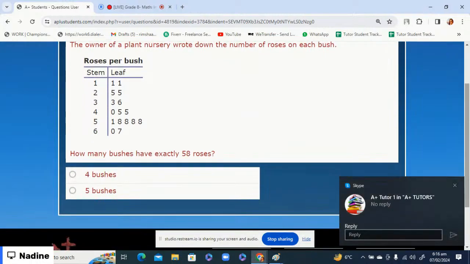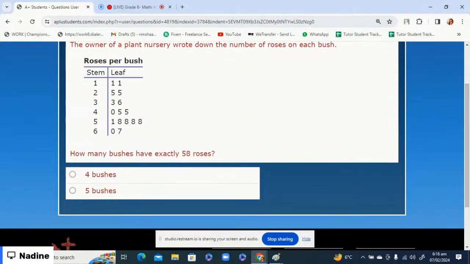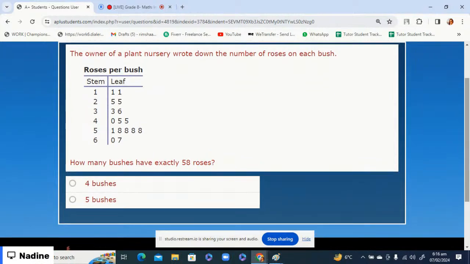Now, the owner of the plant nursery wrote down the number of roses on each bush. How many bushes have exactly 58 roses? So check the stem of 5. Now check the leaf related to 5. How many exactly 8? There are four 8s present. So we can say 1, 2, 3, 4. 4 bushes have exactly 58 roses.